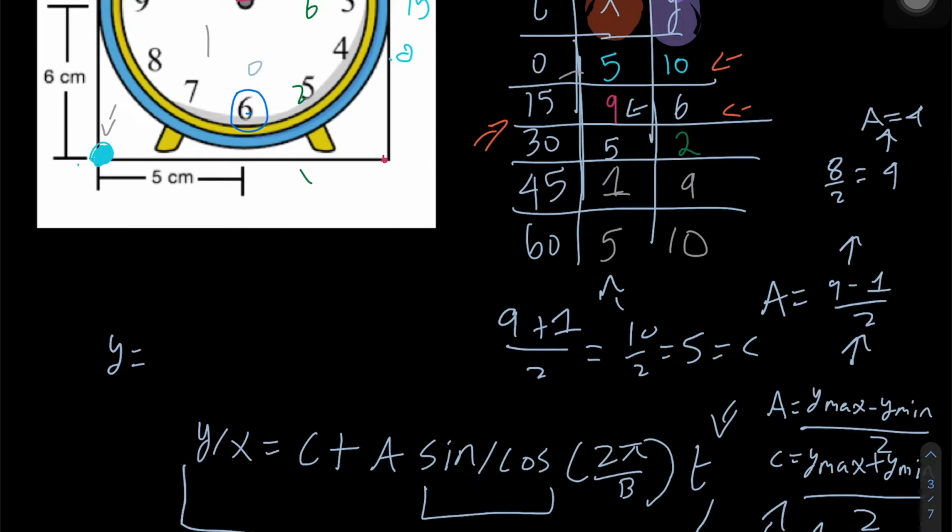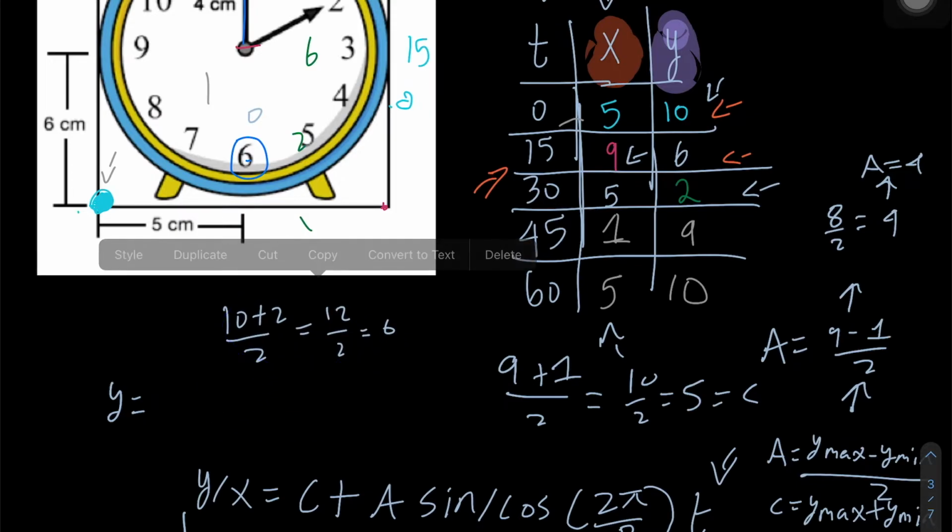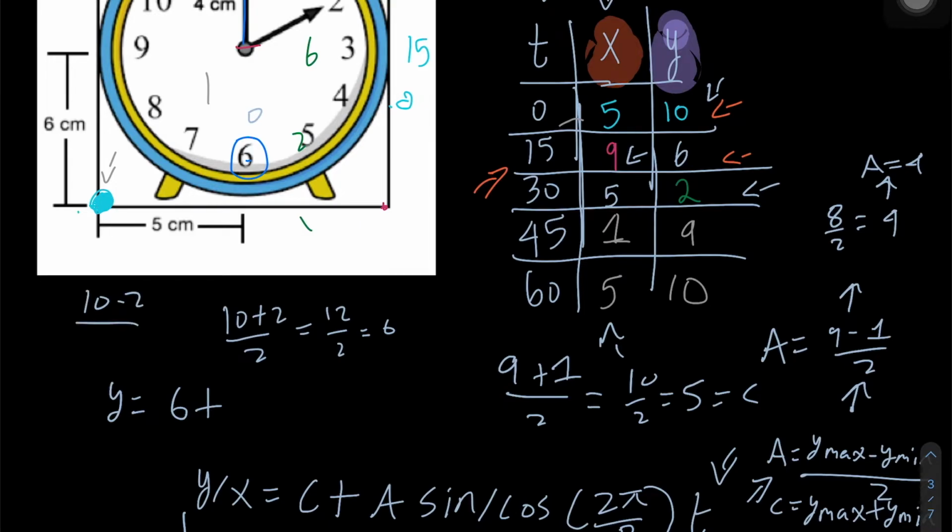We said c equals y max plus y min over 2. We can see that our y max is 10 and our y min is 2. So we have 10 plus 2 over 2 equals 12 over 2 equals 6. Now we know our c value is 6, and we can substitute that into our equation. 6 plus our a value, and we said our a value is y max minus y min over 2. So we have 10 minus 2 over 2. 8 over 2 equals 4, and that is our a value. So we have 6 plus 4 for the first part of our equation. Then let's look at the data and determine if it's sine or cosine.